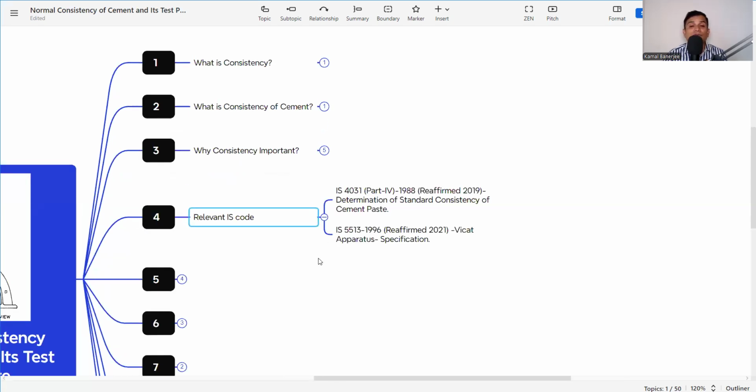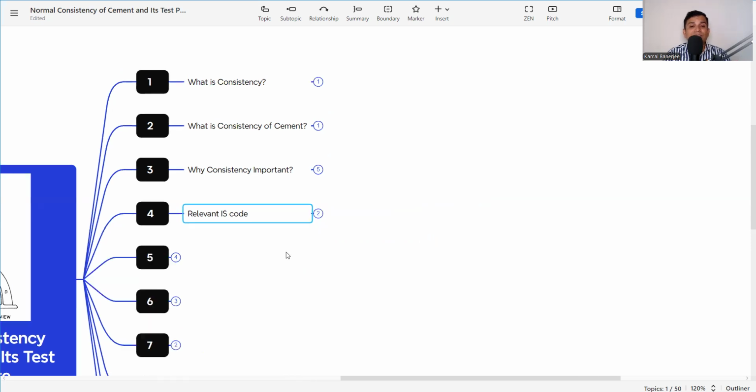The code is IS 4031 part 4, 1988, reaffirmed in 2019, that is determination of standard consistency of cement paste. And another code is IS 5513, 1996, reaffirmed in 2021, that is the Vicat apparatus specification. So for apparatus, we need the Vicat apparatus to determine the normal consistency of cement, and how to determine that is defined in IS 4031 part 4. And the specification of the Vicat apparatus is in IS 5513.